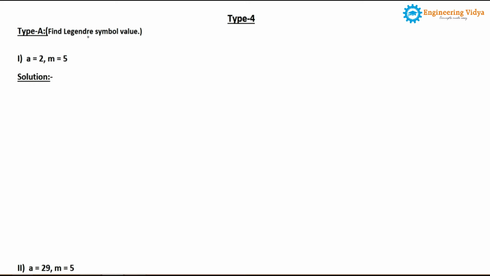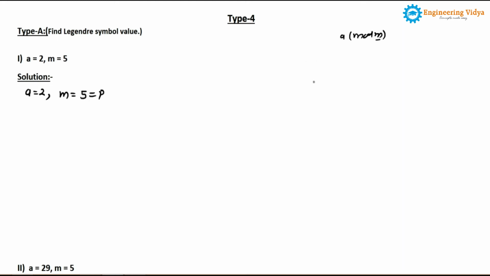In type A they are saying find the Legendre symbol value for the given data. Here we have a equal to 2, and at the same time they have given m, which is nothing but 5. Here you can consider it as p also, because it is a prime number. The standard format of modulus is a raised to something mod m, so the second operand is always called m. Here m is equal to 5 and is a prime number, so we can say m equal to 5 equal to p, right? Now they are saying we have to calculate the Legendre symbol value.